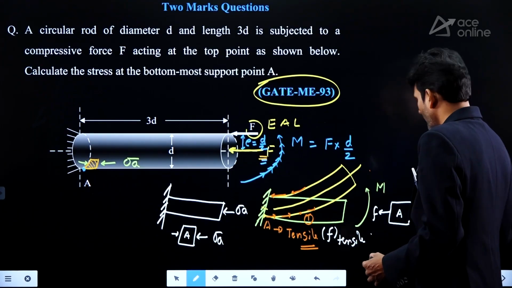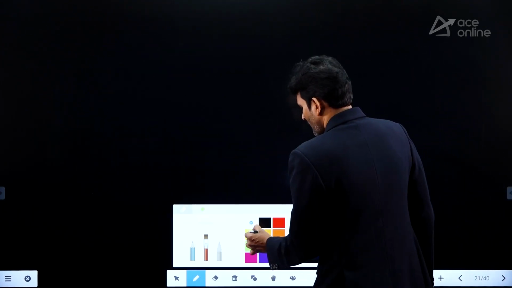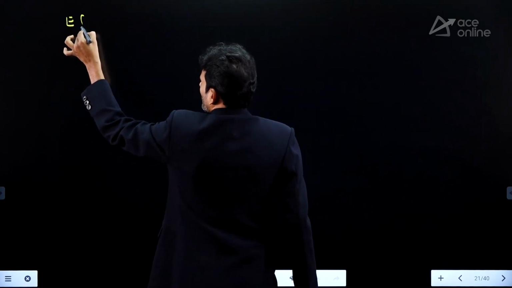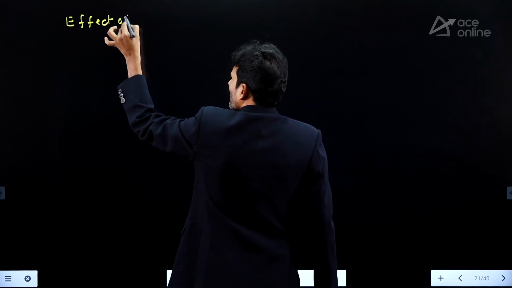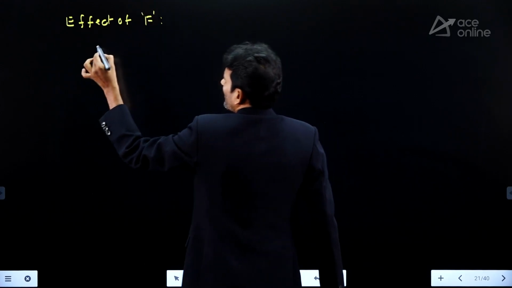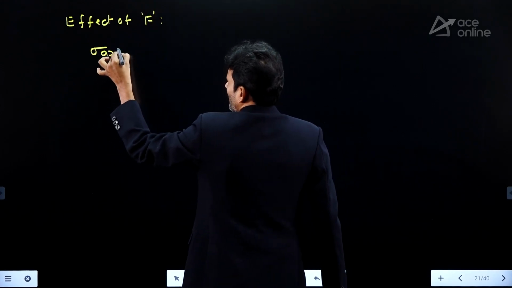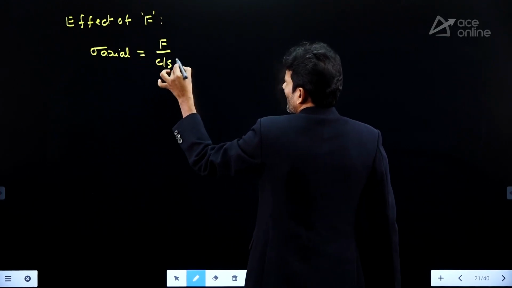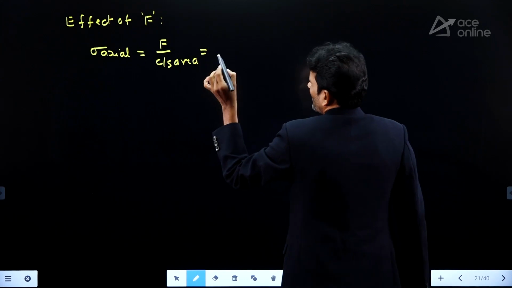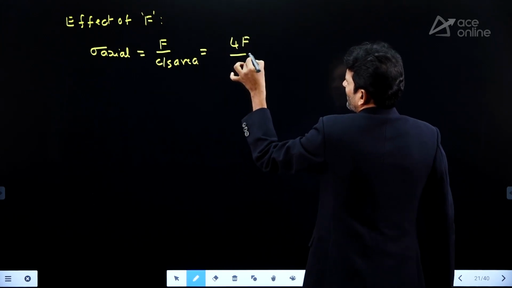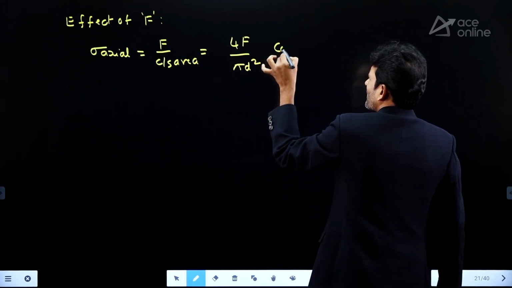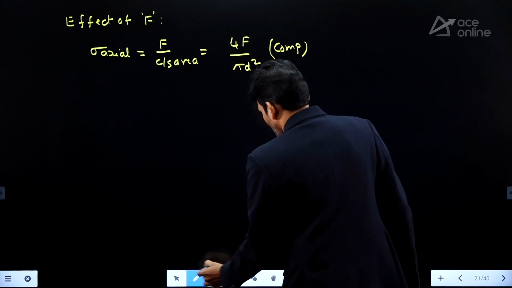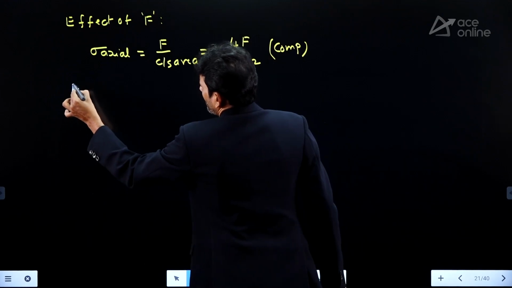Let us take one by one. First, I am considering the effect of axial force F. Due to this, axial stress develops. How to find its magnitude? F by cross-sectional area, that is nothing but 4F divided by pi d square, nature compression. Good.